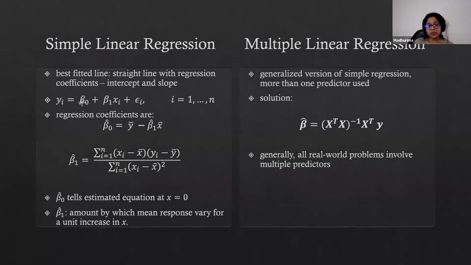Now, what our model does is calculate a good estimate for beta 0 and beta 1. And how it does that is it just tries to get to these two equations here, which are written down.